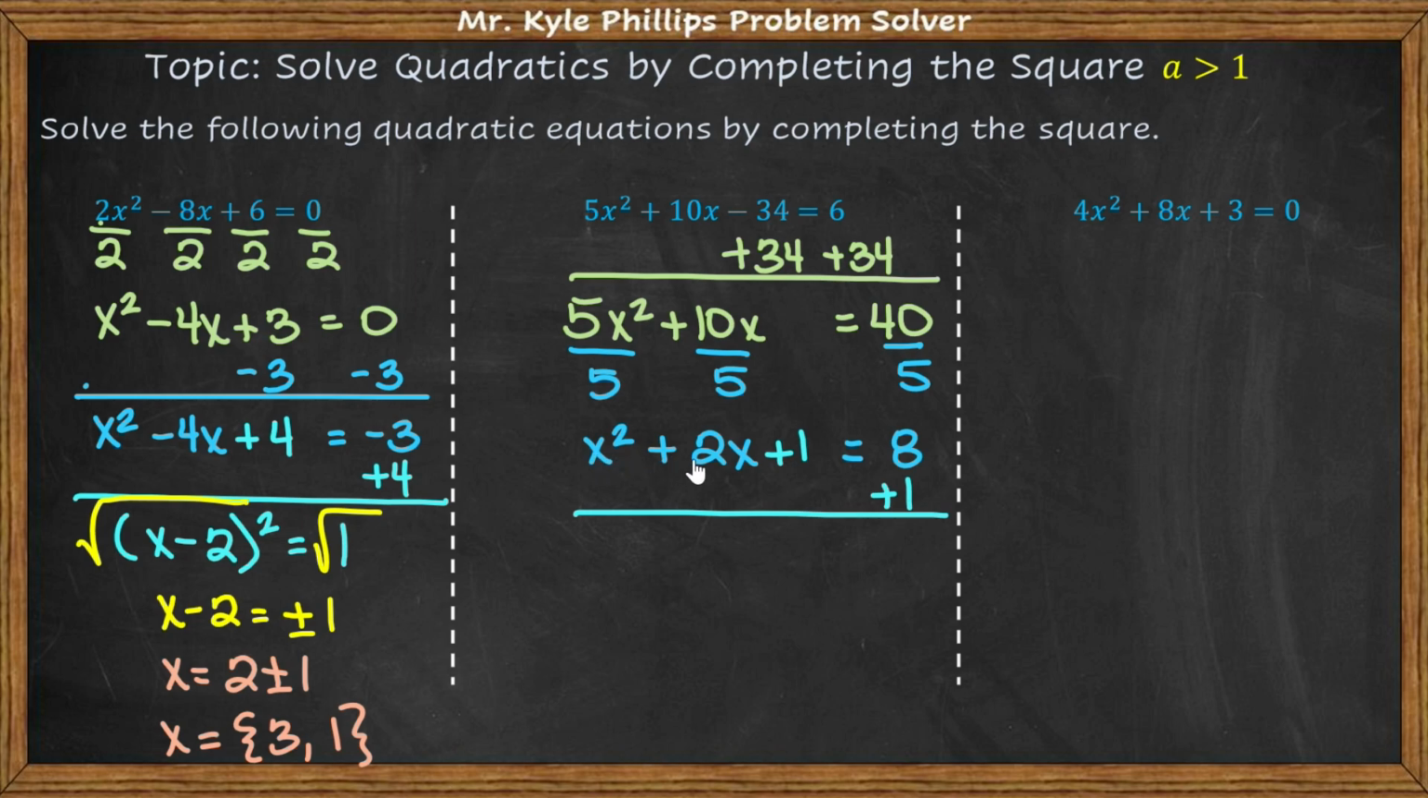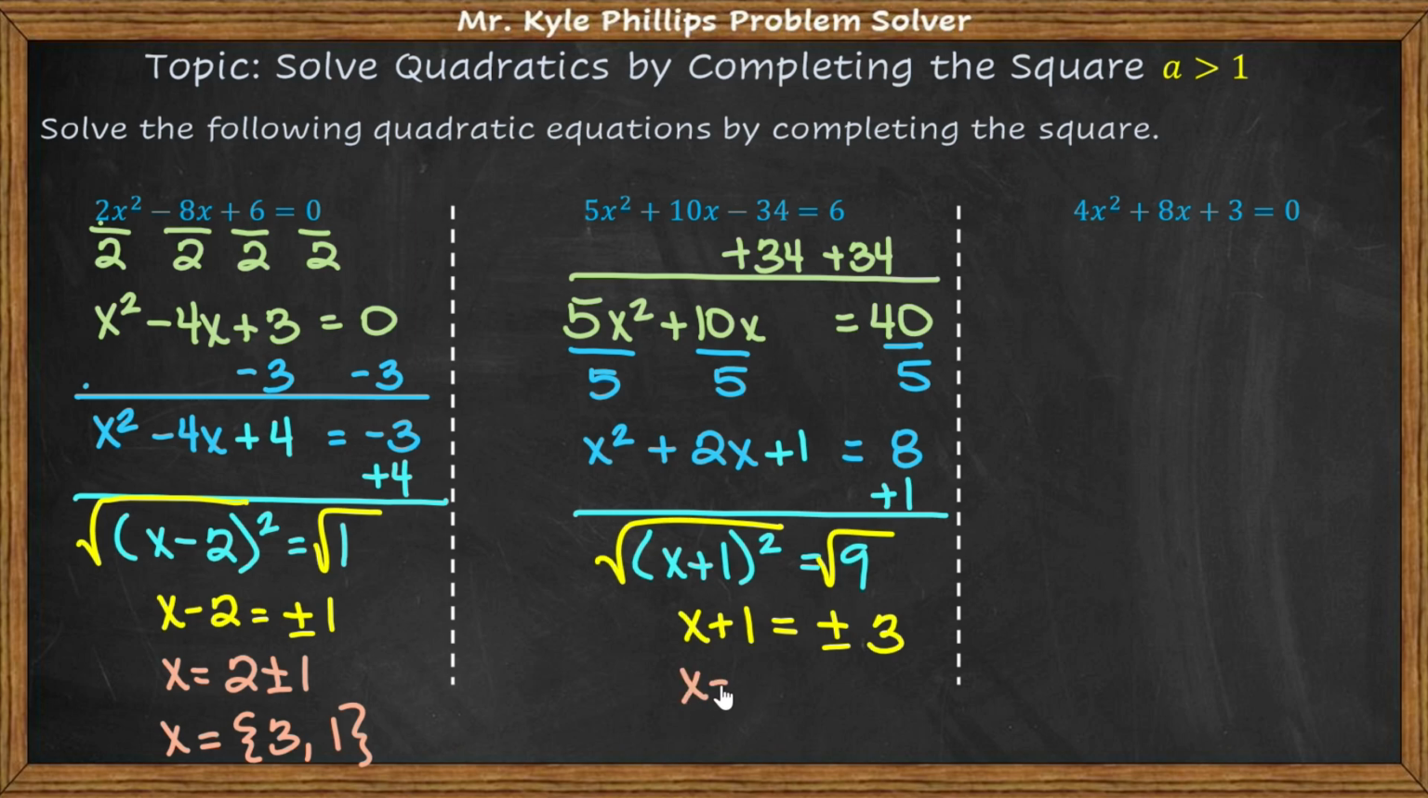And now I can factor my perfect square trinomial. So here I have x plus 1 quantity squared equals 9. I can solve by square roots. And now I can subtract 1 to solve for x. So now I have negative 1 plus or minus 3. So here x is going to be equal to negative 1 plus 3 and negative 1 minus 3.